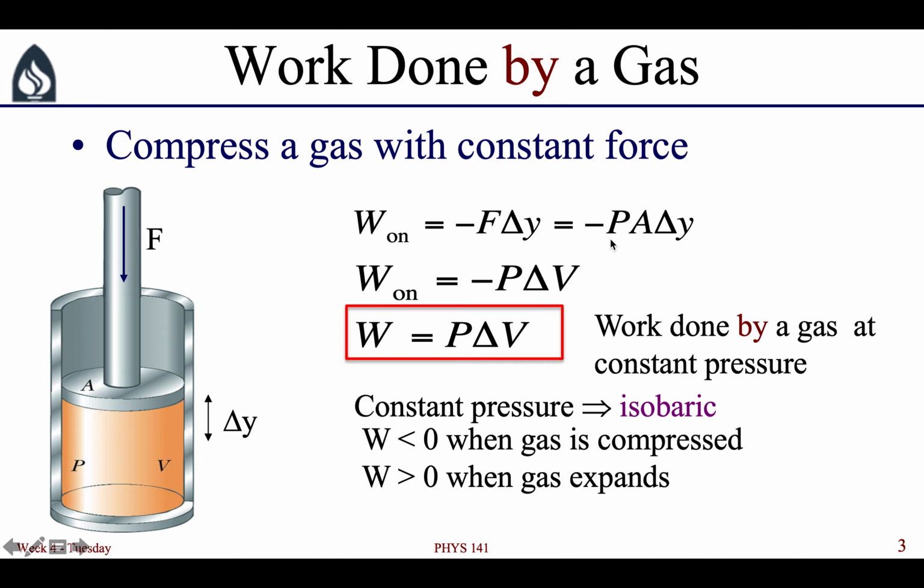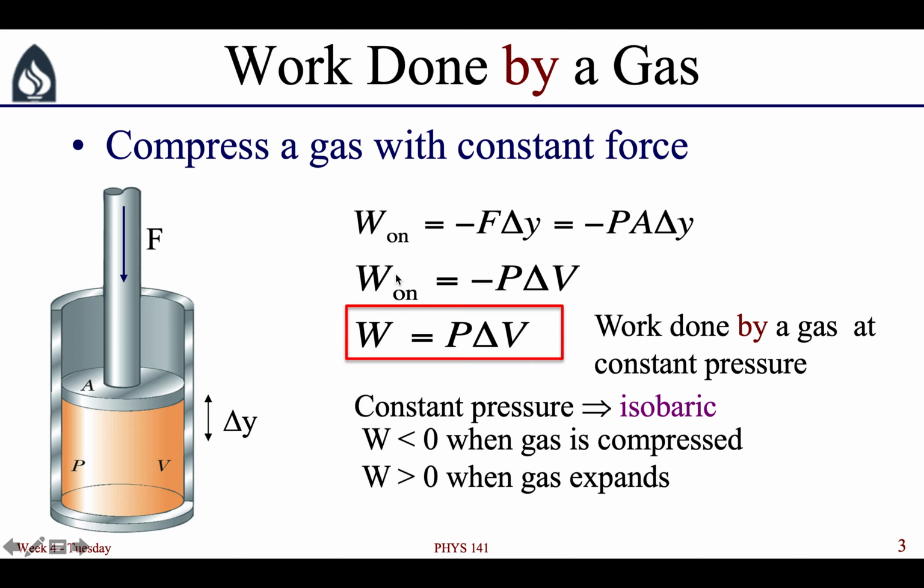That's also going to be equal to the pressure times the area times delta Y, because we know that pressure is force over area, and we can rearrange that expression to replace the force with the pressure times the area. Now the cross-sectional area of the piston times delta Y is equal to the volume change of the gas. And now we can take a look at that negative sign.